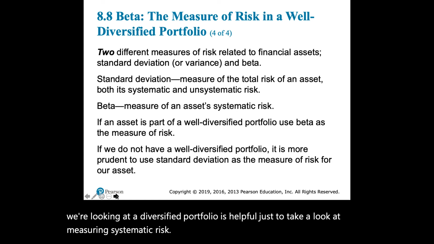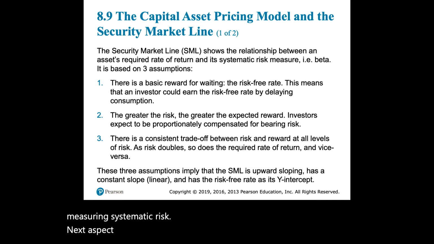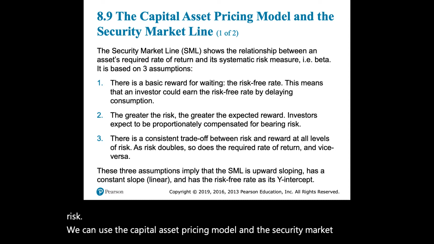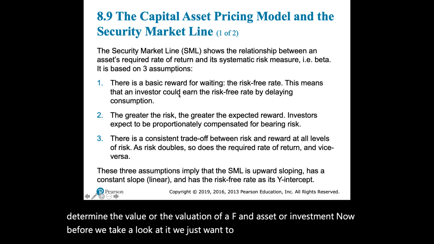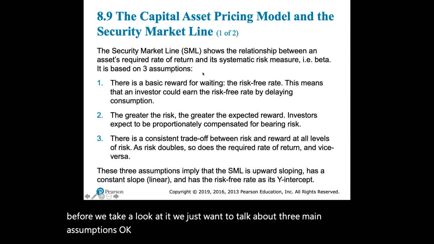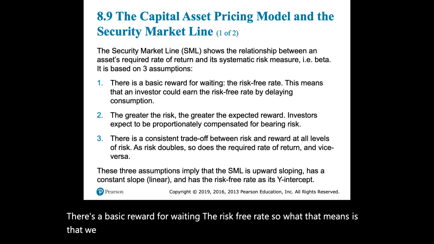Next, now that we have an idea of the difference between systematic and unsystematic risk, we can use the capital asset pricing model and the security market line to determine the valuation of an asset or an investment. Before we take a look at it, we just want to talk about 3 main assumptions. The first assumption is that there's a basic reward for waiting, the risk-free rate. What that means is that if we didn't invest in any risk at all, we could still get a return at the risk-free rate.